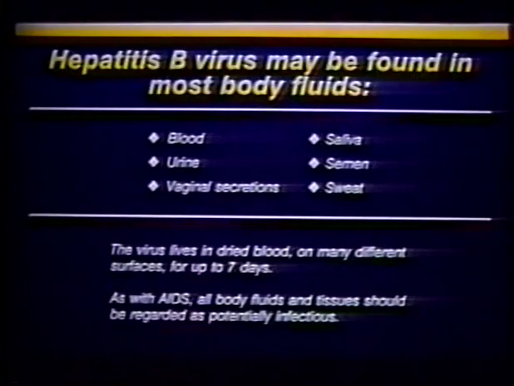When a person is infected with hepatitis B virus, a number of body fluids may carry the virus. Blood, semen, vaginal secretions, any bloody body fluids would be considered highest risk. Additionally, other body fluids such as urine, saliva, sweat may contain the virus and spread it to other people.